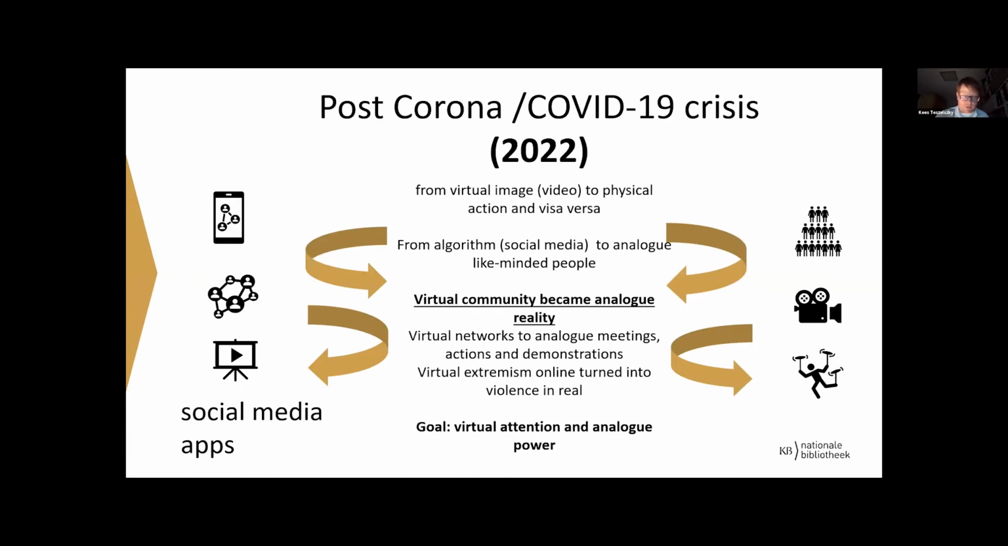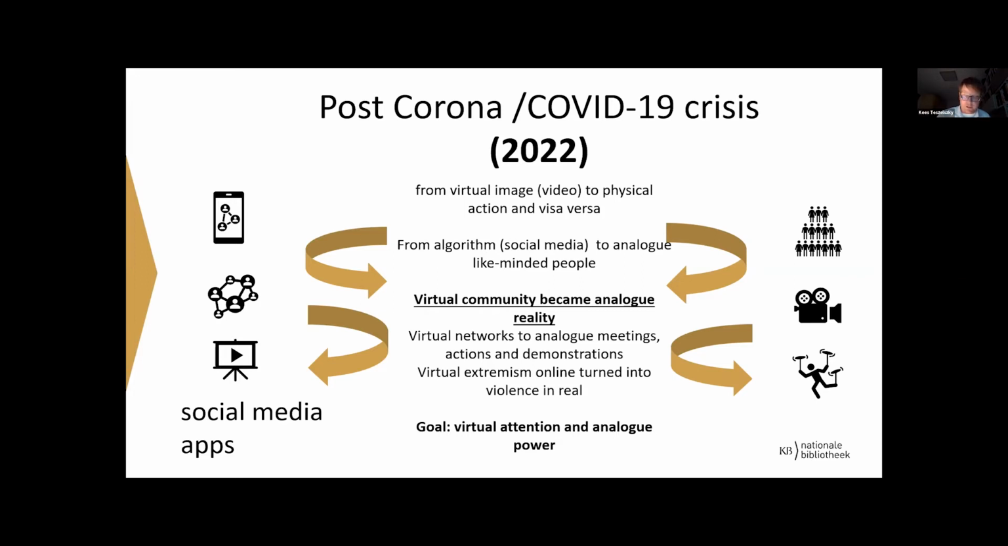And what we see now after 2 years of Corona is a growing interplay between the virtual community online and the analog reality. People act on the streets and in parliament like their conspiracy theories are real. The crisis in everyday life, like fear of the war in Ukraine, growing consumer prices and feelings of insecurity about the future are fueling these thoughts.